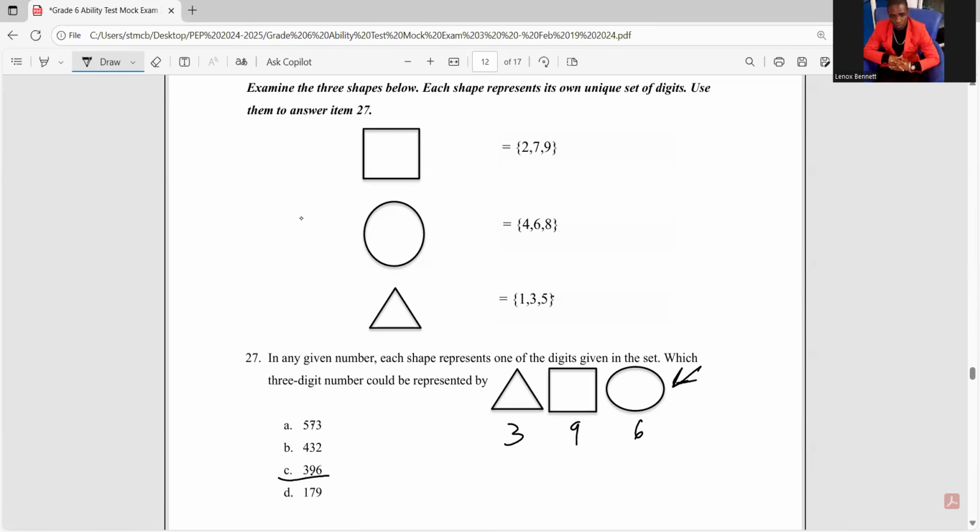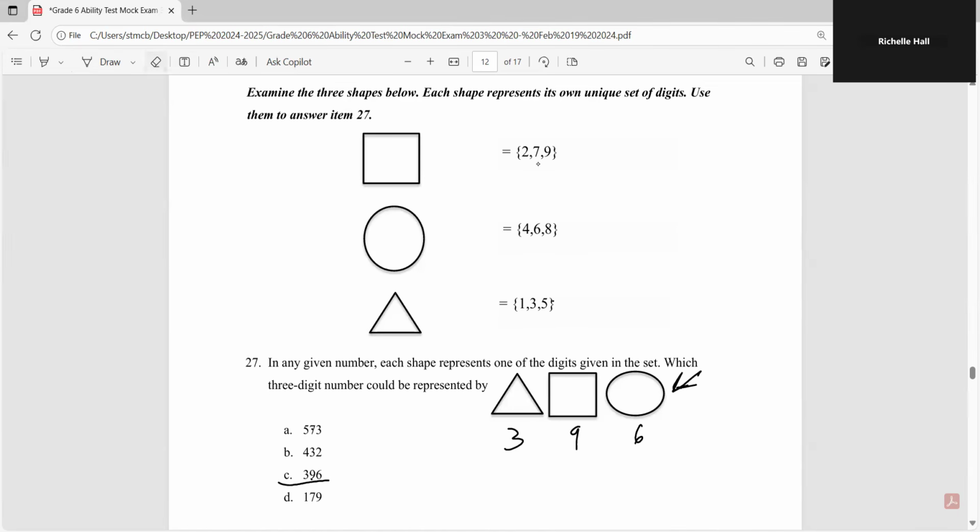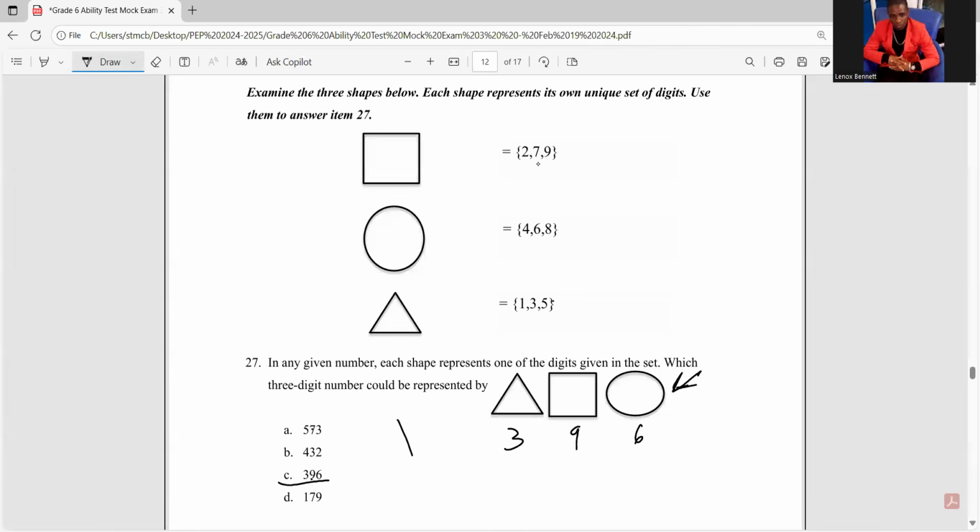All right, let me check on Rochelle. I see Ravona put up her hand as well. Go ahead, Rochelle. So, sir, what I did was that I examined the numbers, then I checked all of them. So I started with A. So first, I look at the triangle. There's 5 in the triangle. Then I'm going to look at the square. There is 7 in the square. Then I'm going to look at the circle. There is no 3 in the circle, so it cannot be A.